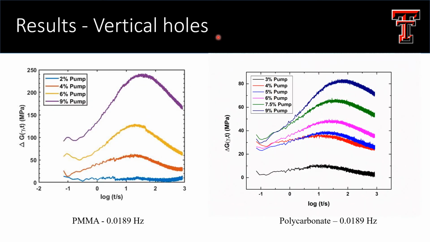Now we look at the results from the mechanical spectral hole burning test. MSHB experiments on PMMA and polycarbonate both show evidence of hole burning at room temperature of 22 degrees Celsius. These vertical hole plots for PMMA and polycarbonate clearly show the presence of holes which are characterized by the occurrence of maxima in vertical modification.